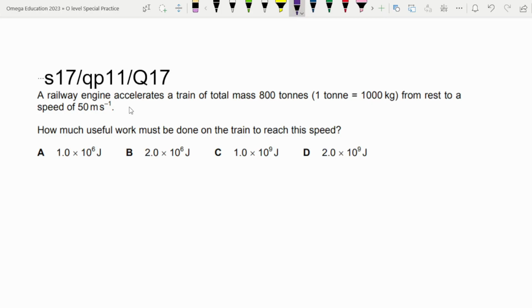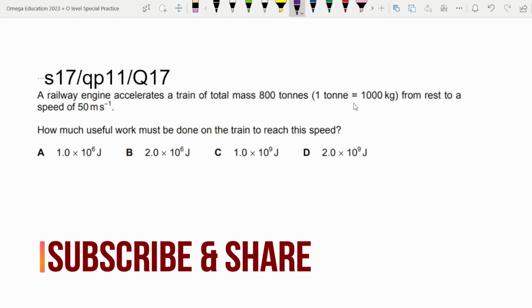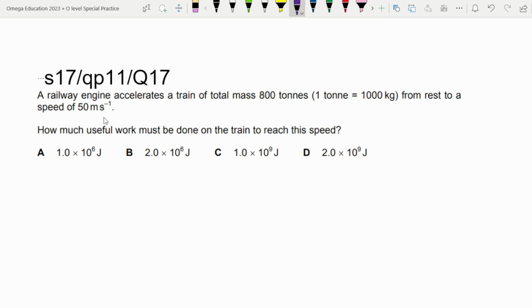A railway engine accelerates a train of total mass 800 tons, and 1 ton equals 1000 kilograms, from rest to a speed of 50 meter per second. So the speed is 50 meter per second. How much useful work must be done on the train to reach this speed? So at the start, you'll have to do the work done, and the work done would be converted into other forms of energy. What do we write?